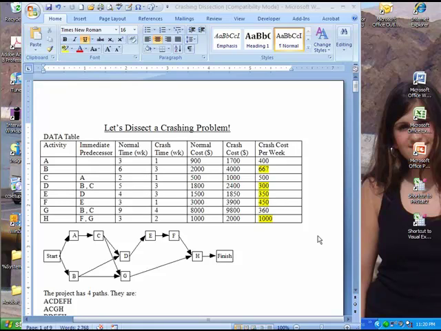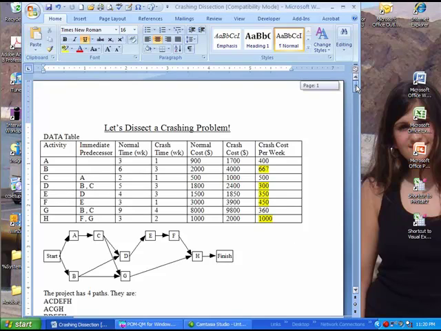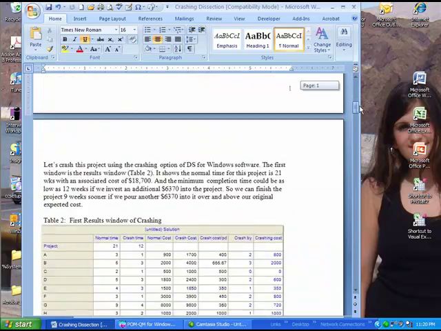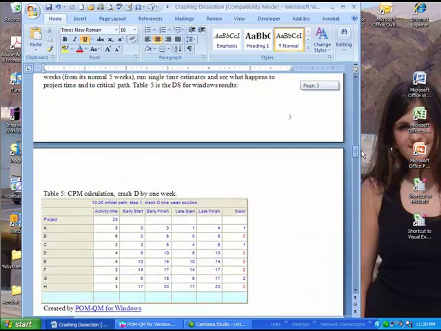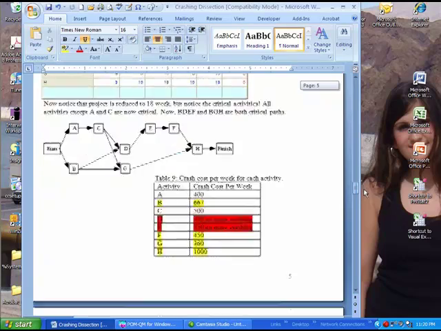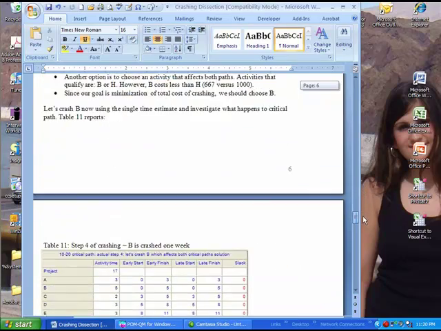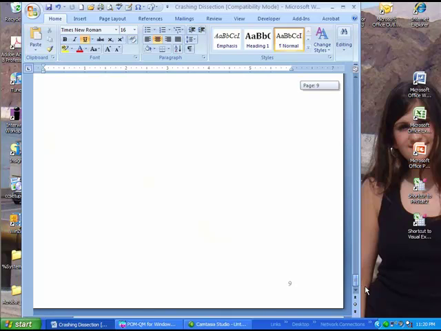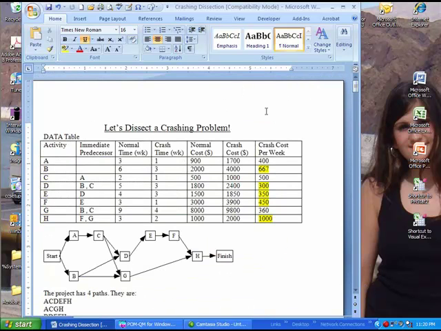Hi, I'm going to show you how POM-QM does crashing of projects. In my course documents under handouts, I have a Word document called Crashing Dissection. It is several pages long, but reading and studying it page by page will be very beneficial in getting across what crashing is and how activities are crashed in order to reduce project time.